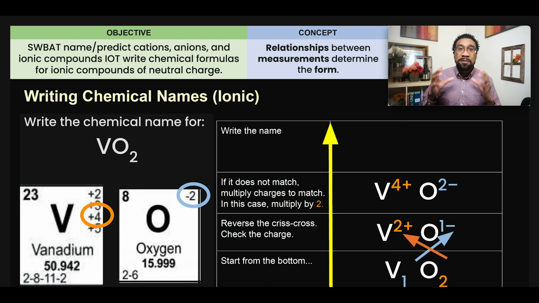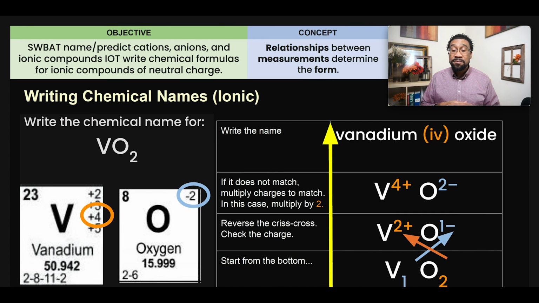Therefore, let's go ahead and put this name together. Do you remember the Roman numeral for 4? It's IV. So when we put this name together, we're going to name it vanadium 4 with an IV, oxide. Vanadium 4 oxide.